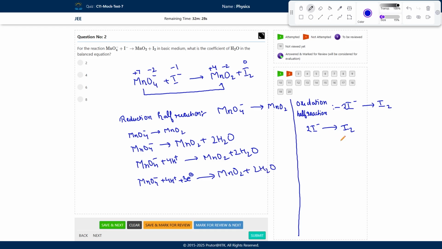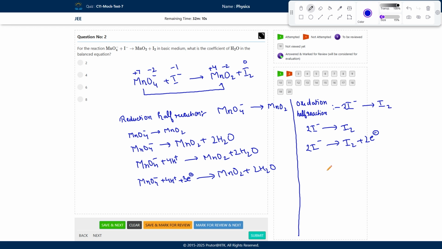Now on the right hand side, the charge needs to be balanced, because on the left hand side we have 2 negative charge, on the right hand side we have no charge. So here 2 electrons are added. What is the next step?